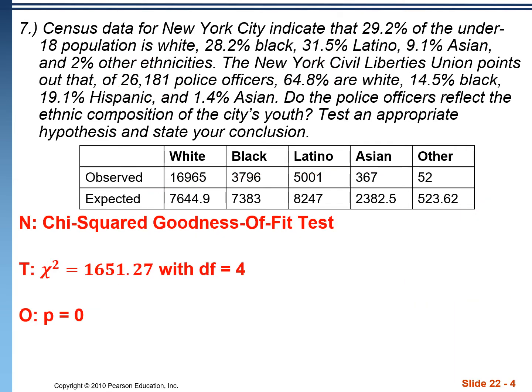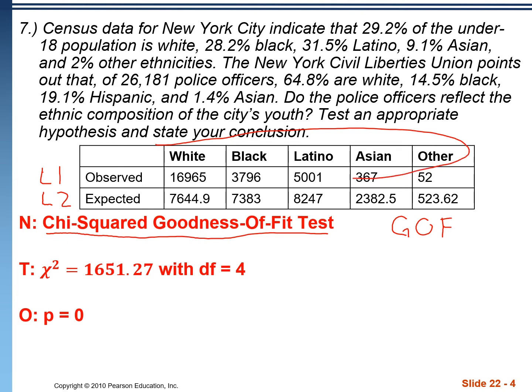So at this point, we're going to put this into our calculator. We're going to make two lists. We'll put the observed values in list 1 and the expected values in list 2. Now we want to go into our tests, and we're looking for a chi-squared goodness of fit test. Depending on your calculator, it's probably listed as a chi-squared GOF test. It's going to ask for each of those lists, the observed and the expected. It's going to ask for degrees of freedom. Degrees of freedom is the number of categories minus 1. So we have 4 degrees of freedom.